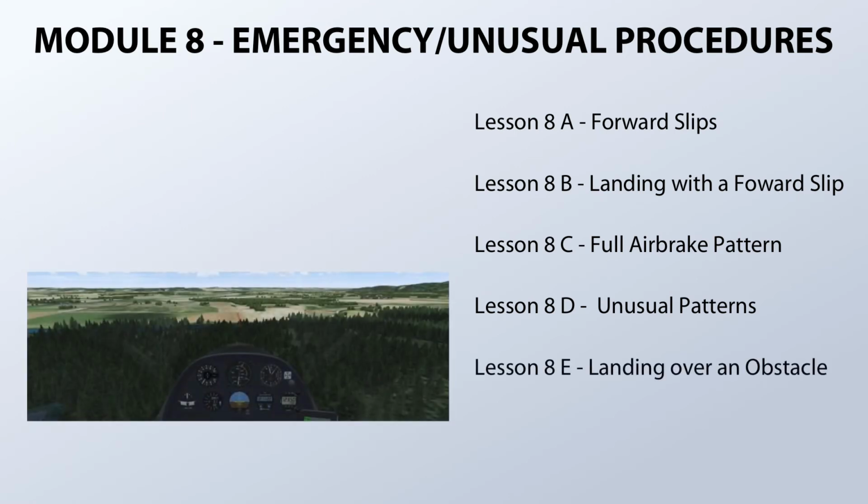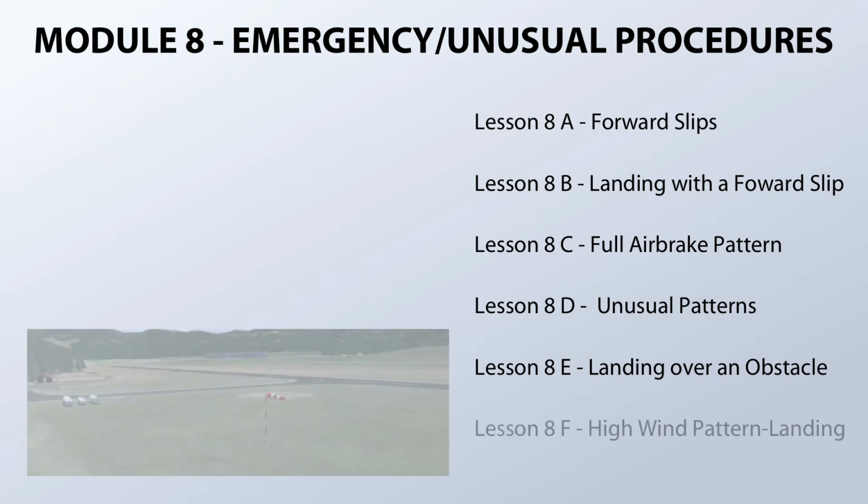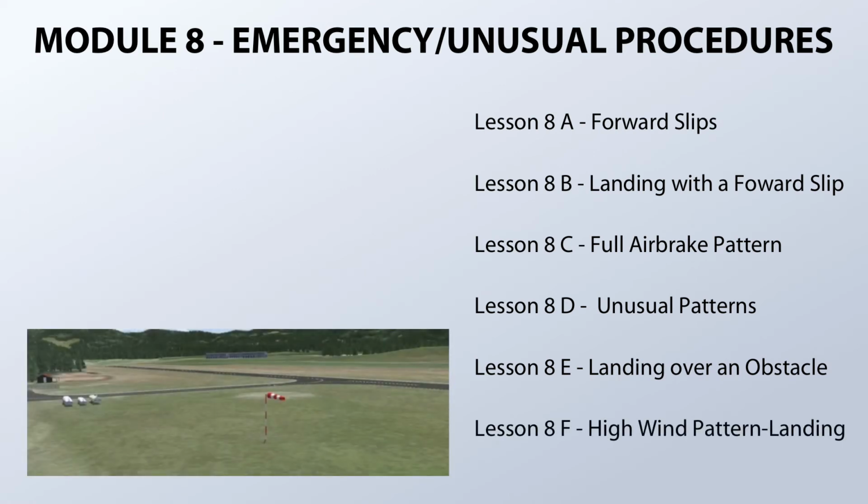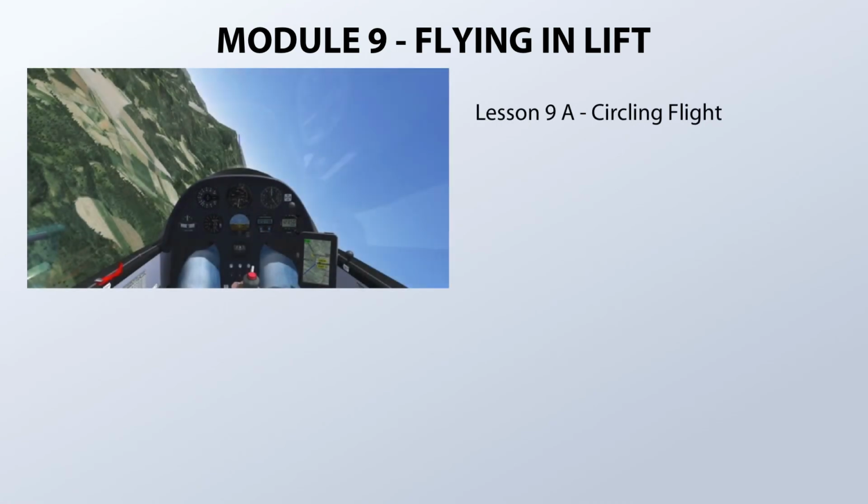The student then learns to deal with an off-field landing where there's an obstacle that must be cleared. The last lesson in this module is a high wind pattern and landing. Module 9 is all about flying in lift. First, the student learns how to fly consistent circles that are necessary for efficient thermaling.